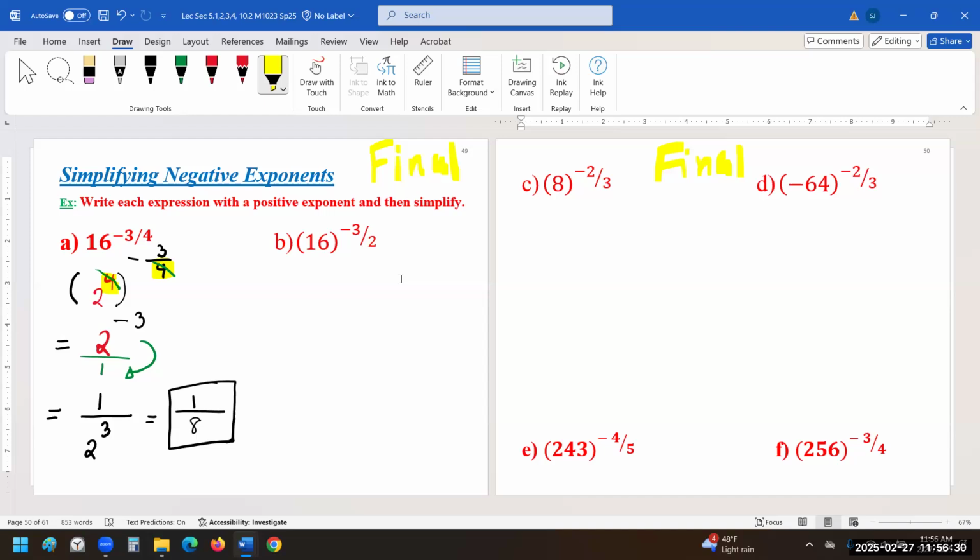One of them. Only cancel into the denominator. So let's do them together in 2 minutes.